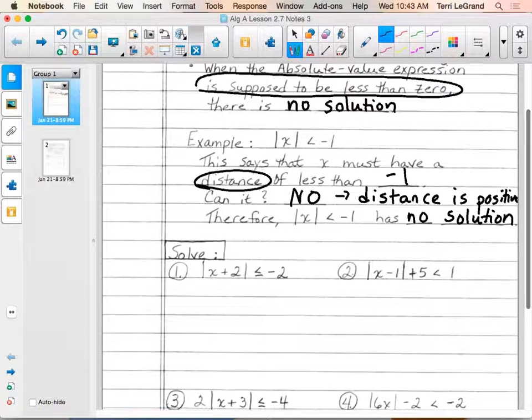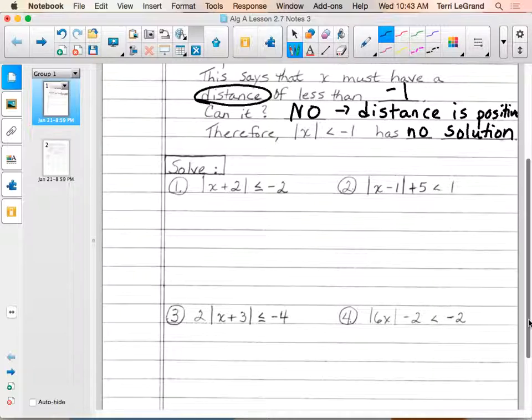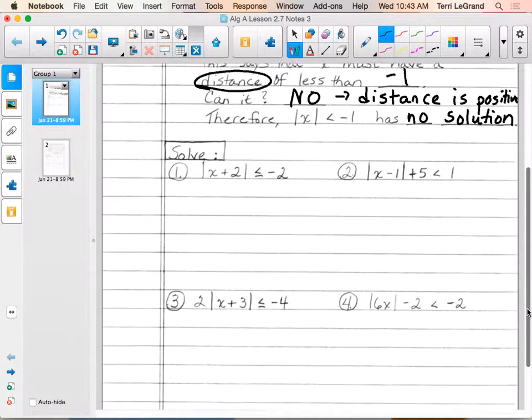So once the absolute value expression is by itself, it says it has to be less than 0. Well, negative 1 is less than 0. Or in other words, it has to be a negative distance. We say, you know what, can't have that. We say no solution. So let's see some examples of that happening.